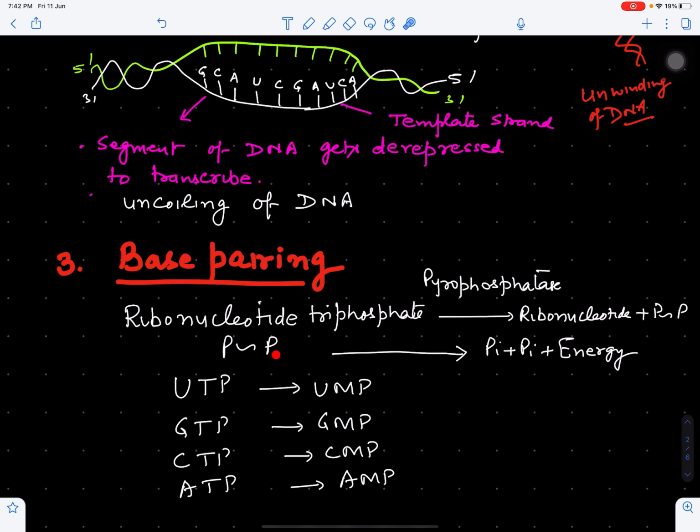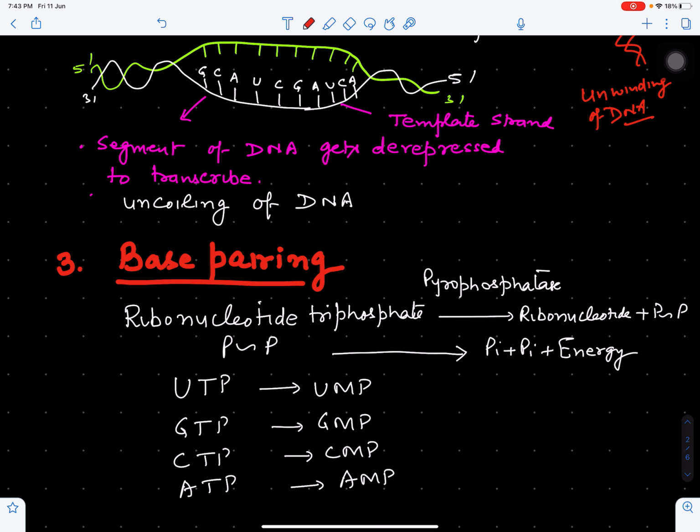Now this bond of the two phosphoric acids will be further hydrolyzed, and we will get inorganic phosphate plus energy. Uridine triphosphate will be converted to uridine monophosphate. Guanosine triphosphate will be converted to guanosine monophosphate. Cytidine triphosphate will be converted to CMP. Adenosine triphosphate will be converted to adenosine monophosphate.